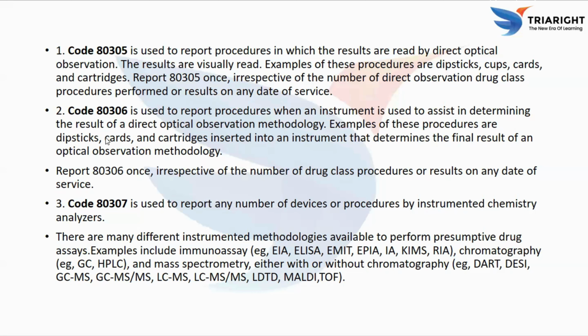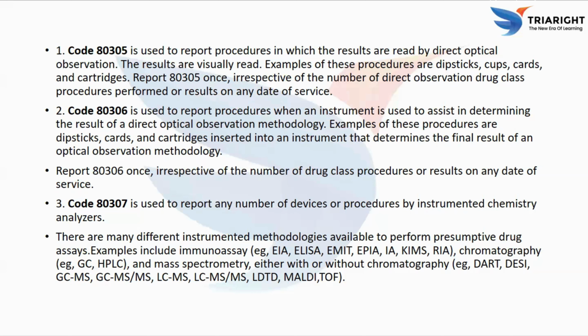And CPT code 80306, instrument assisted optical drug screen. So in this, a machine helps to read the result, but it's still an optical test. So what is the method? The test device using a cup, card or strip is placed into a reader machine that interprets the lines or color changes. So examples are a urine cup inserted into an analyzer, a cartridge read by a small desktop reader, and an automated dipstick reader.